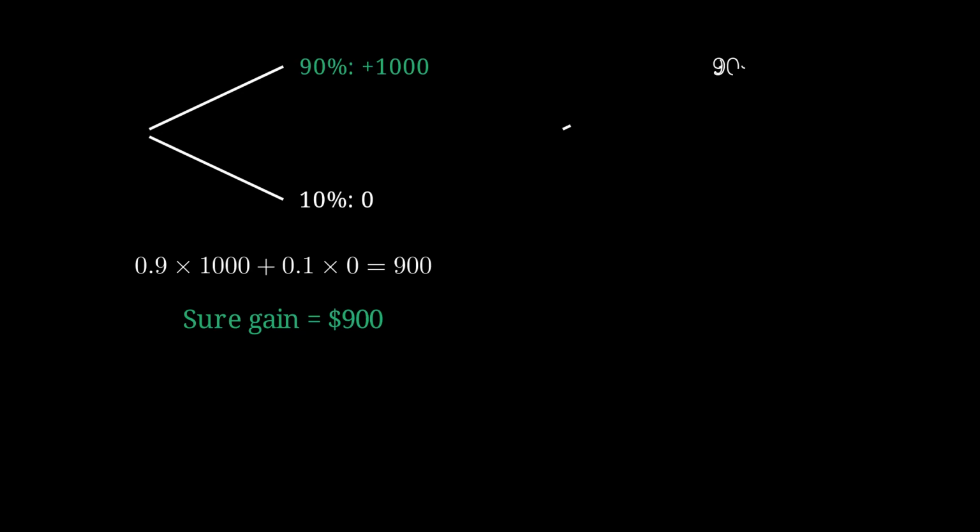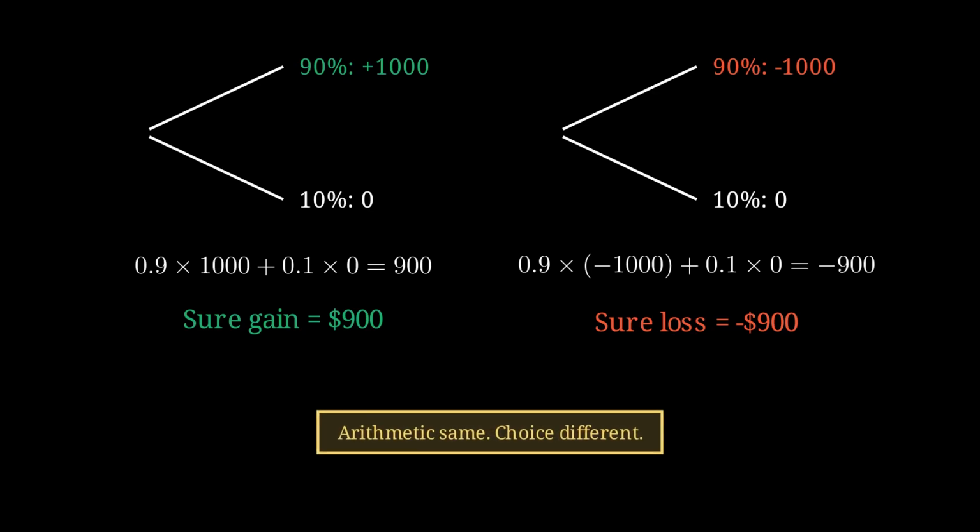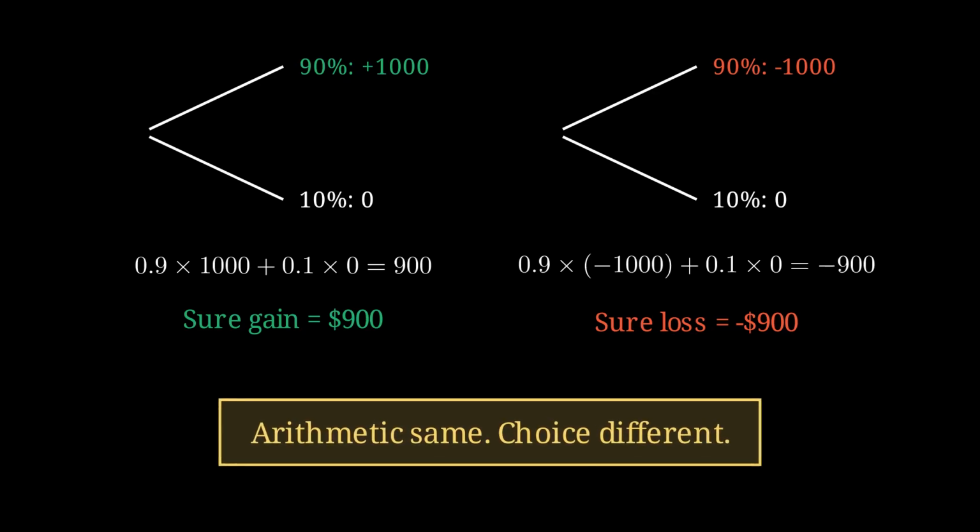Now do the loss frame. The gamble gives a loss of $1,000 with 90% probability and a loss of $0 with 10% probability. Its expected value is 0.9 times negative 1,000 plus 0.1 times 0, which equals negative 900. Again, exactly the same as the sure loss. So the arithmetic does not explain the reversal. If choice flips, something psychological is doing work.